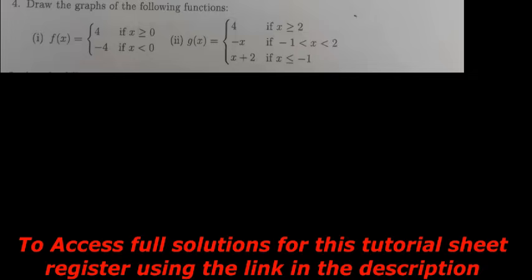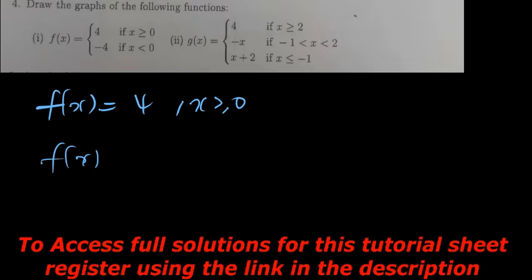If I look at the first one, f of x, a piecewise function, we have got two functions here. One function is telling us that f of x is equal to 4, for x greater than or equal to 0. Another one is telling us that f of x is negative 4, for x less than 0. A piecewise function is a type of function that has got more than one function. For example, here I've got two functions. The second question, I've got three functions. Now these functions have to be on one graph, but how do we go about it?